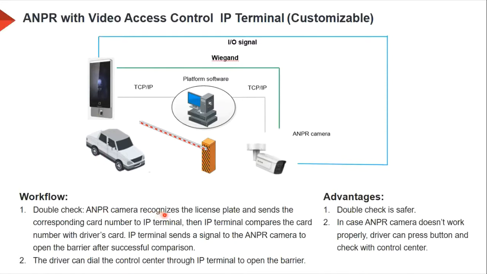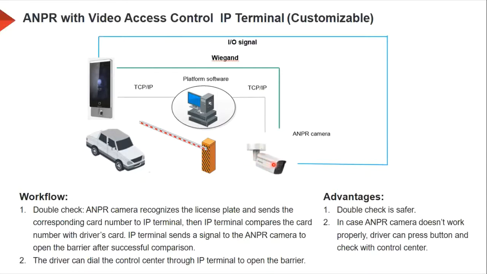The ANPR camera recognizes the number plate and sends that information via that Wiegand signal to the terminal. Then the person would scan their face, their card number, or something like that, depending on which terminal you've got. And then the IP terminal compares the card number with the driver's card. So the card or face, whatever, has been scanned, and then the IP terminal sends a signal back to the ANPR camera, via the network cable over here, to open up the barrier. So we're going to use the output relay trigger to trigger the boom then, if you'd like.